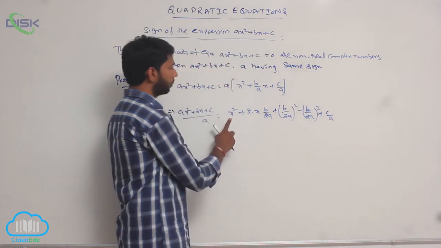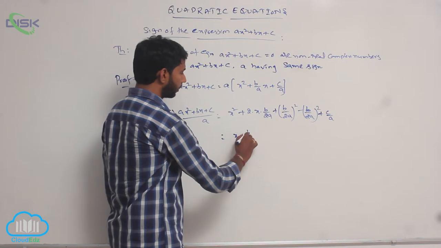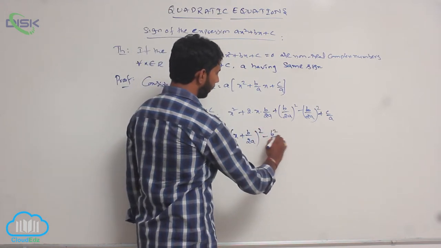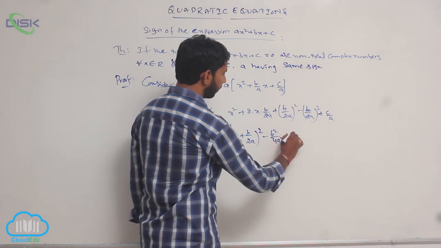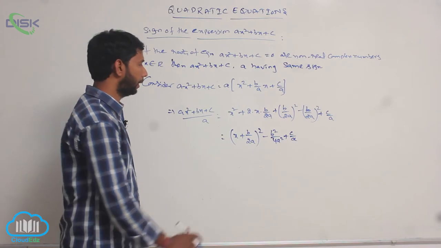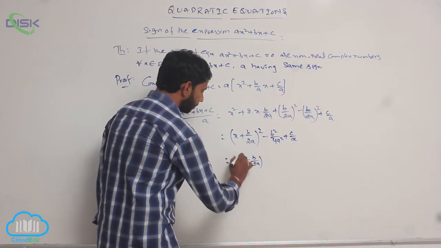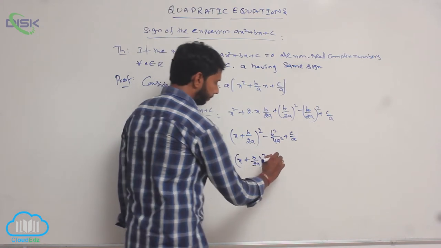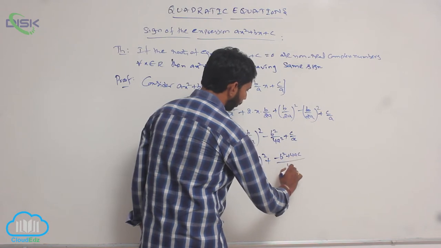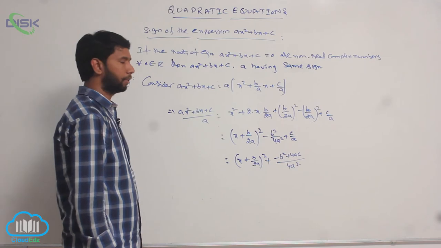The first three terms, a square plus 2ab plus b square, can be written as a plus b whole square, that is x plus b by 2a whole square minus b square by 4a square plus c by a. Taking LCM of the last two terms, that is x plus b by 2a whole square plus minus b square plus 4ac by 4a square.